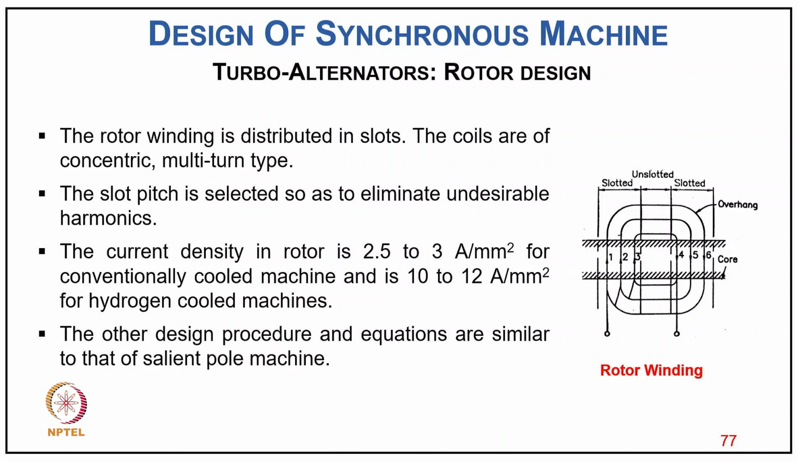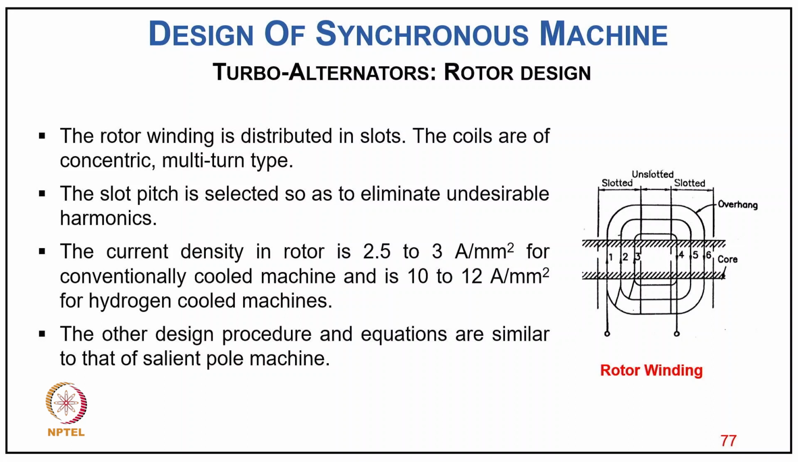Now coming to rotor design of turbo generator, the rotor winding is distributed in slots. The coils are of concentric nature with multi-turn type, as you can see typically in the diagram. So slot pitch is selected so as to eliminate the undesirable harmonic, and current density in the rotor is 2.5 to 3 ampere per meter square for the conventional cooled machine and 10 to 12 for hydrogen cooled machine.